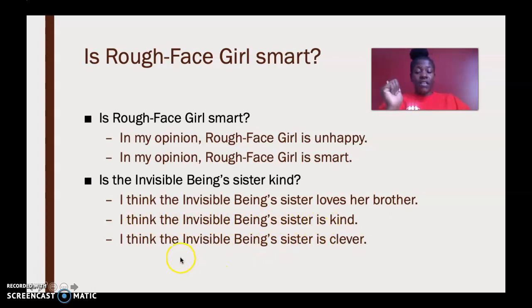Okay, let's look at the next one. I think the invisible being's sister is clever. Thumbs down, because the question asks, is she kind? So if you gave a thumbs up to the second sentence frame, kiss your brain. You did a great job. I think the invisible being's sister is kind.